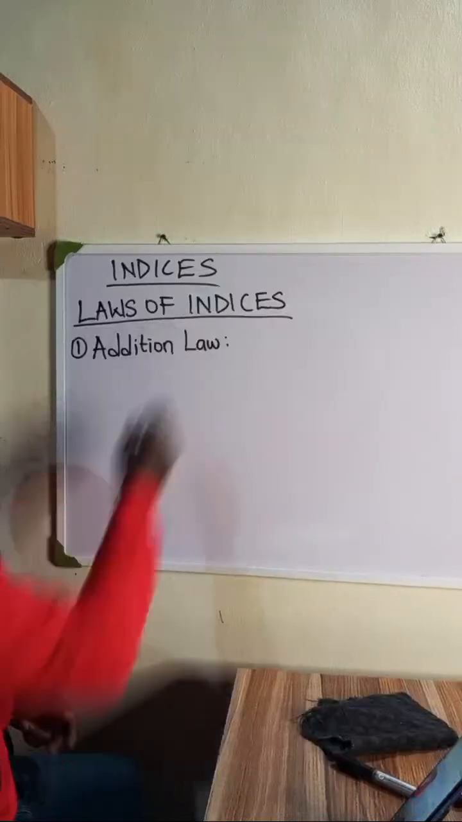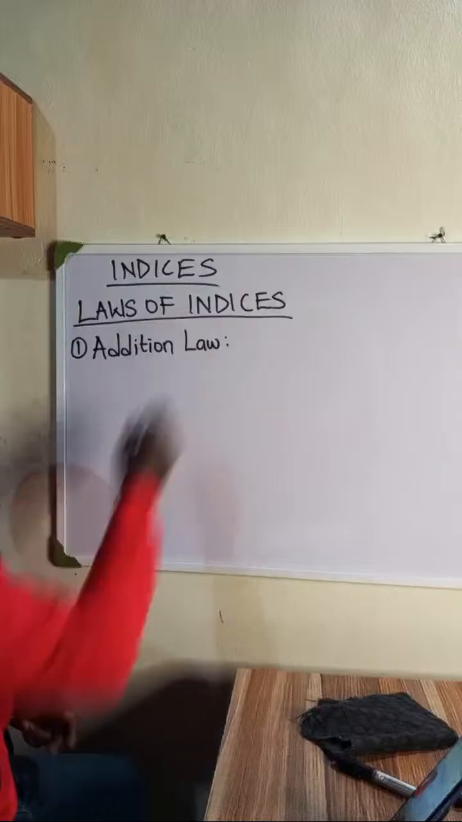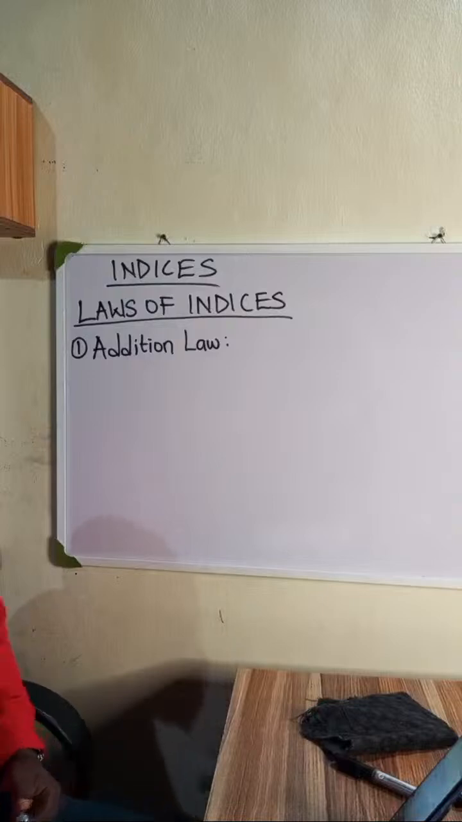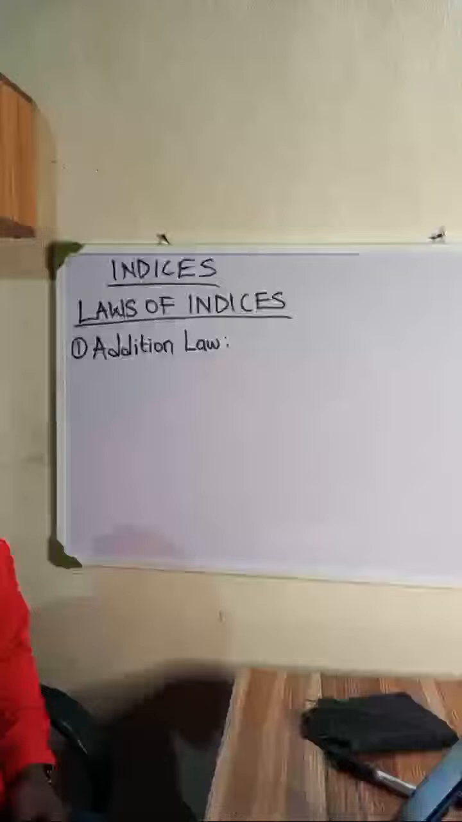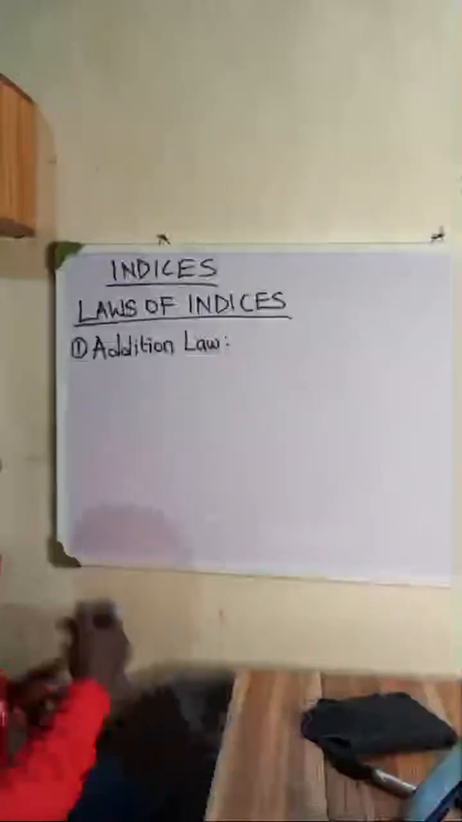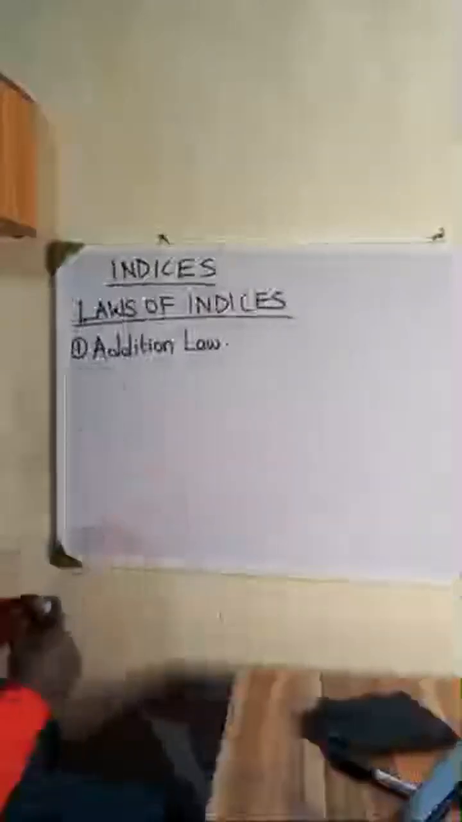The first law of indices is the addition law. What does the addition law state? When you are multiplying two index numbers with the same base, all you need to do is add the powers. Okay, so that's the summary of the law, the addition law.